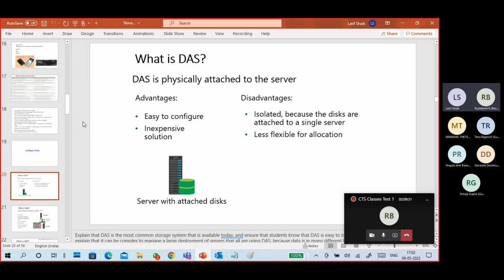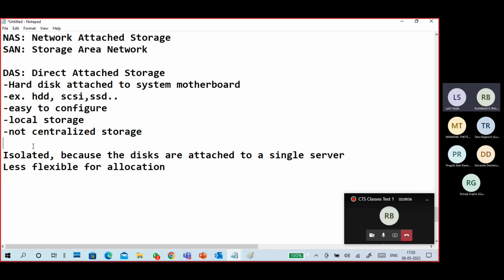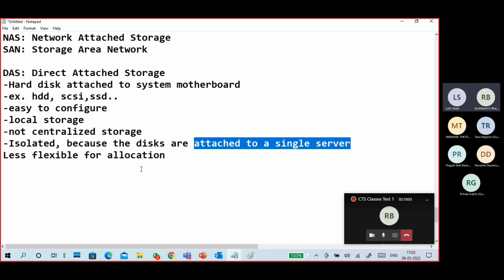What is DAS? Direct attached storage, physically attached to your server, easy to configure, an inexpensive solution. Disadvantage: isolated, because disks are attached to a single server, and less flexible for allocation. We can also see that as a disadvantage. It is not a centralized storage, guys. It is very simple.